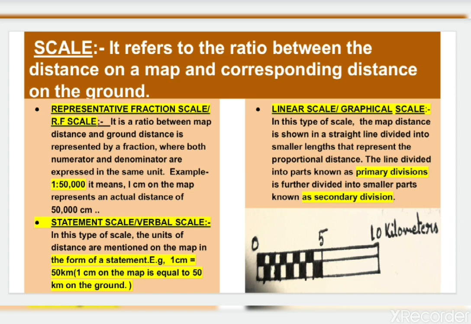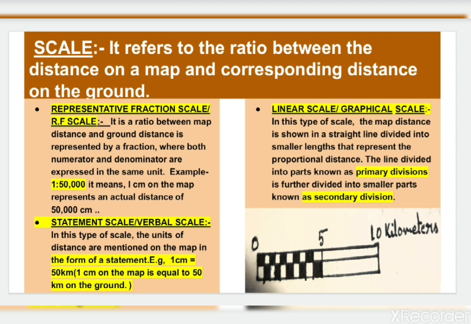Next, the third one is linear scale or graphical scale. So in this type of scale, the map distance is shown in a straight line divided into smaller lengths that represent the proportional distance. Now this line divided into smaller parts is known as primary division, and this primary division is further divided into smaller sections, which is known as secondary division. As you can see here, the 5 to 10 is primary division, and from 0 to 5 there are small boxes, which is secondary division of linear scale or graphical scale.